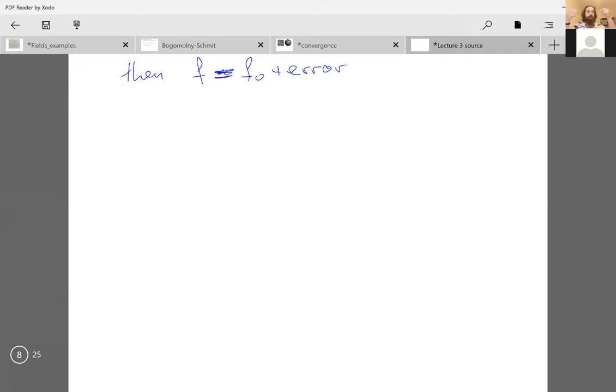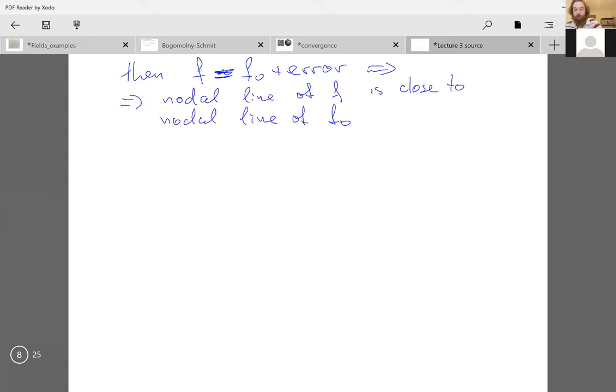And then this is where we need the condition that our function has no critical zero level, so that zero is not a critical level. So if you have a function and you have its zero set, and on this zero set the gradient is not zero, then if you perturb the function a little bit, the nodal line will be perturbed a little bit. So this implies that the nodal line of F is close to the nodal line of F naught. And this happens with positive probability.